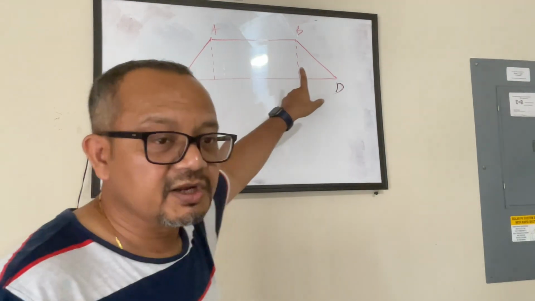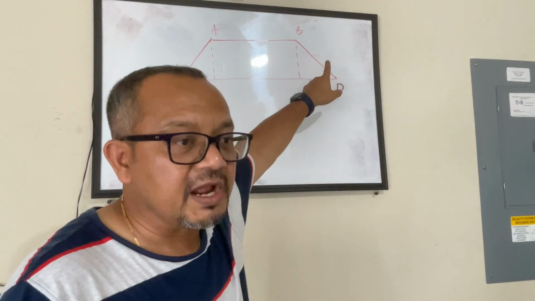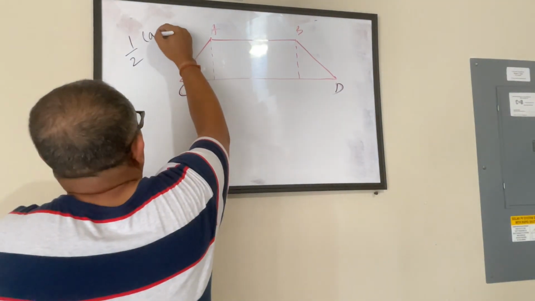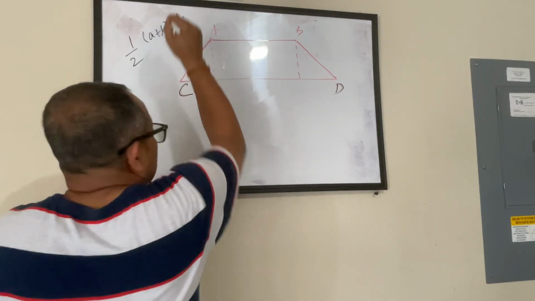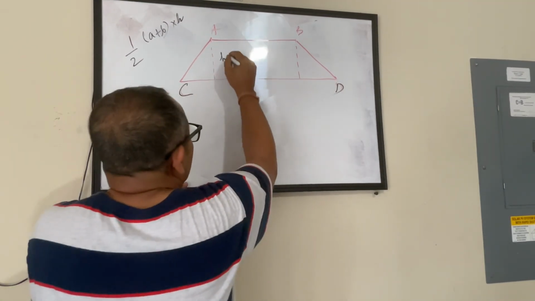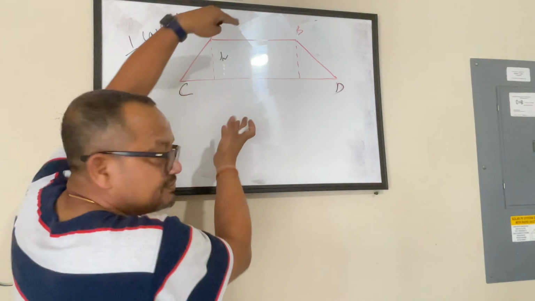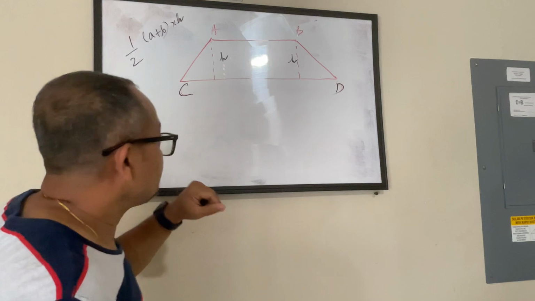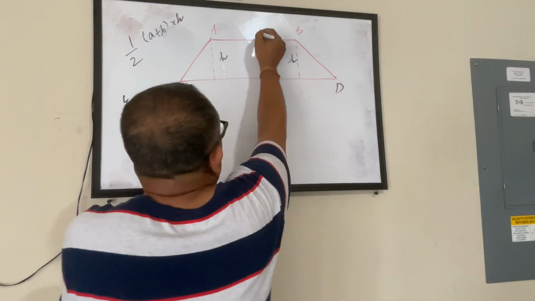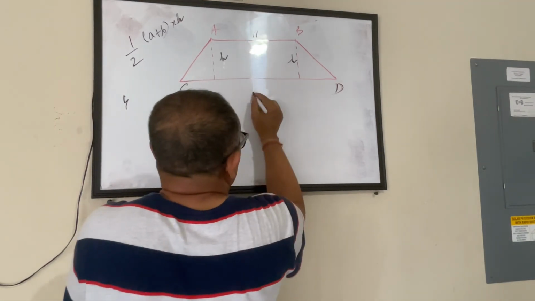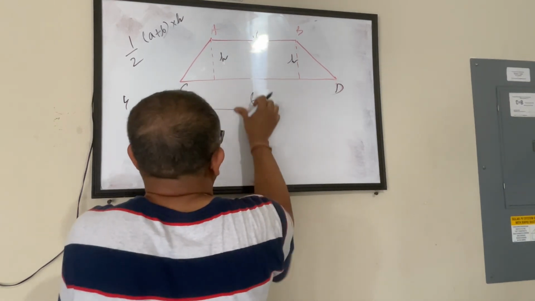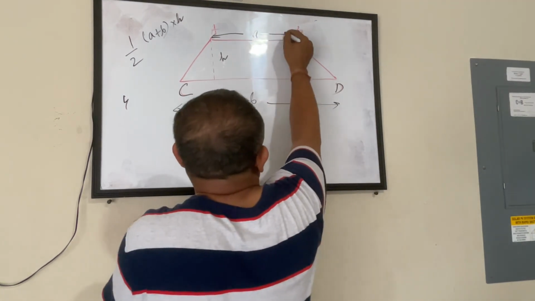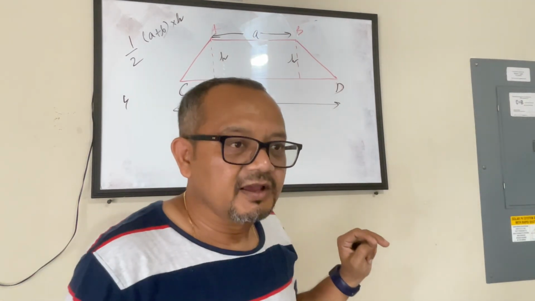We are trying to find out the area of the trapezoid, or the formula that we talked about: half into A plus B multiplied by H. What is H? H is the perpendicular distance between the two parallel lines. So here to here is H. Now this is A, and this is B, the second parallel line from here to here. Everybody with me so far?